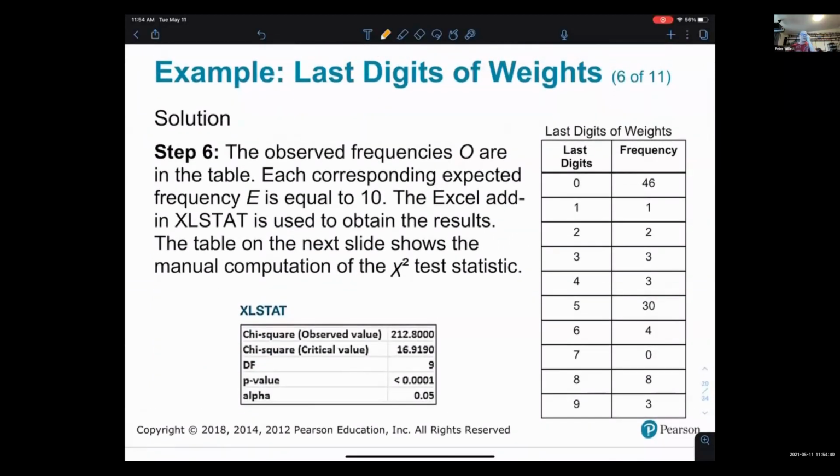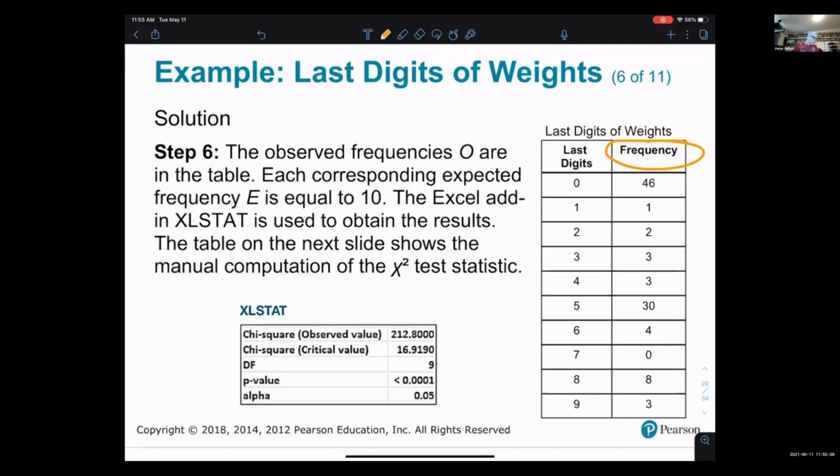The observed frequencies are in the table. So here the last digits are given, and those are the categories, and the observed frequencies are here, in the second column of the table. They're showing Excel stat, but we could basically put this table into StatCrunch, and it would give us the p-value, chi-squared value, the test statistic, things like that, as we're seeing here.